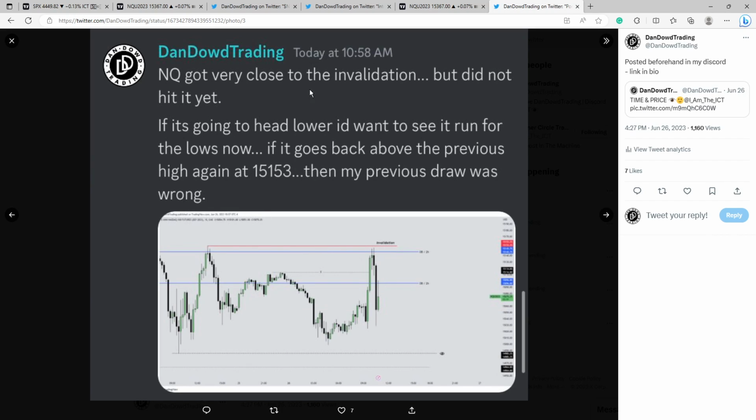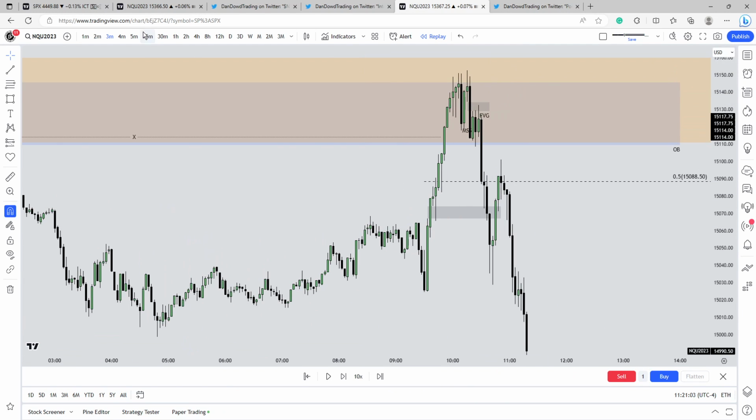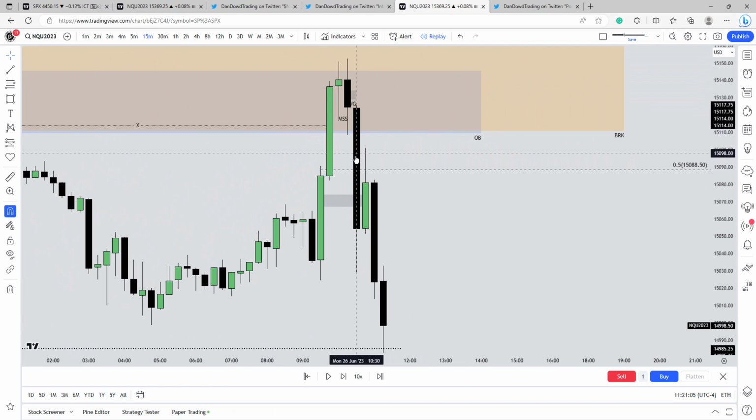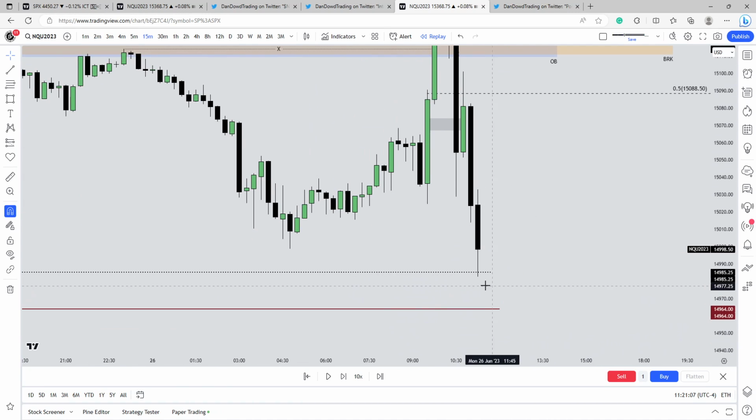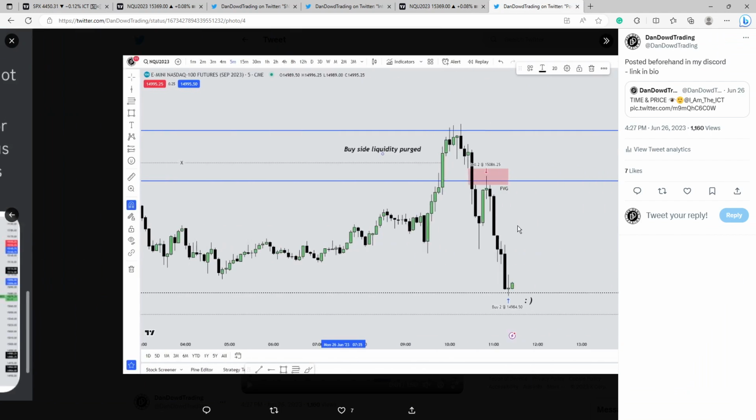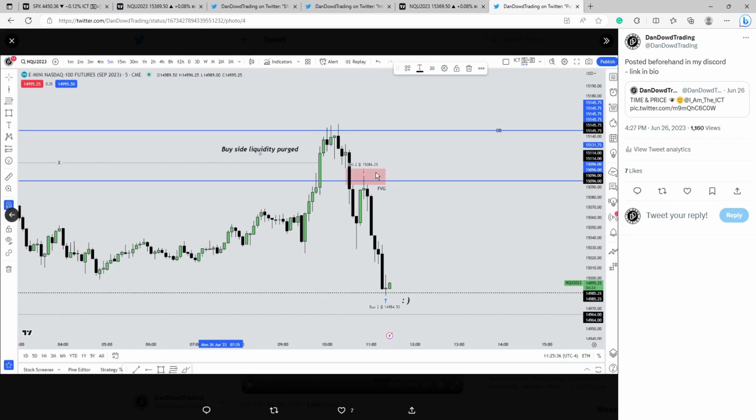So I said NQ got very close to the invalidation. It didn't hit it yet. If it's going to head lower, I'd want to see it run for the lows now. If it goes back above the previous high, then my analysis is pretty much wrong. So I posted that. If we go into the 15-minute time frame, that is when price was right here. I was looking for it to head down here, and then you can see it does end up delivering. So I shorted in here, covered the position down here, and that's exactly why I traded that structure right there.